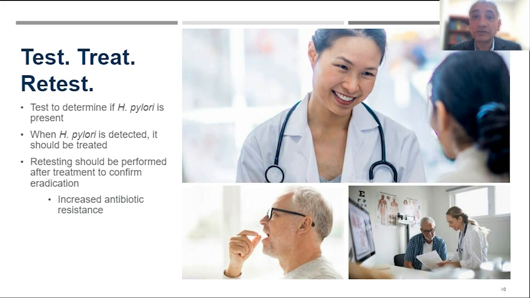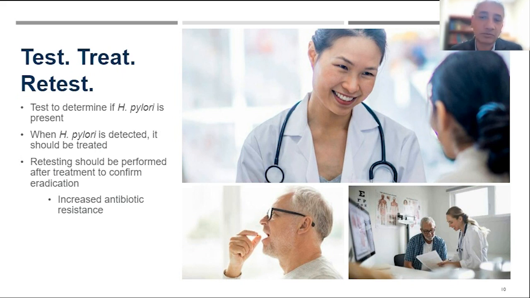For individuals who have indications for H. pylori testing, testing should be performed to identify the bacteria or to identify the infection. And once the infection is identified, it should be treated. It does not matter if the person is asymptomatic when the diagnosis is made, because the bacteria is a carcinogen, treatment should be offered. And when treatment is completed, patients should be retested to confirm eradication.